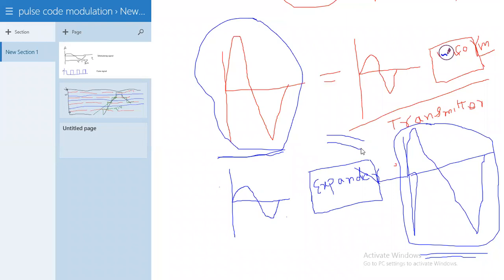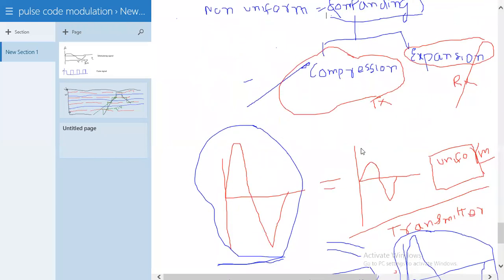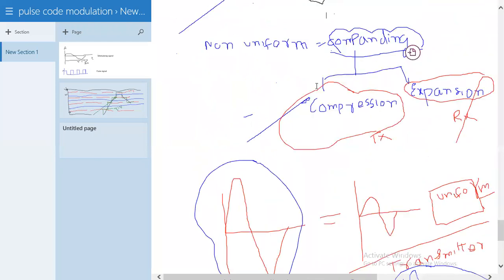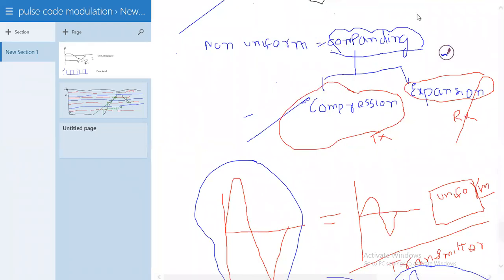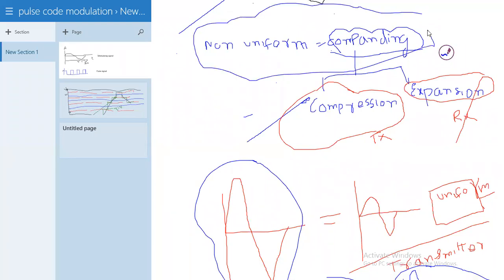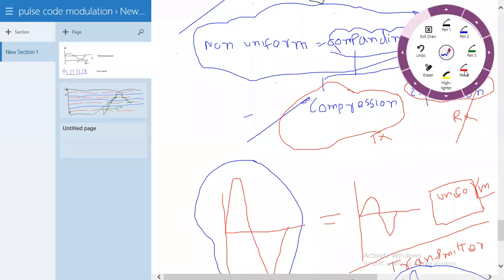So this is a non-uniform quantization and compounding. This is very, very important. This is also used for defense purposes. In voice signal transmission, this compounding process is used compulsorily. Nowadays also the compounding process takes place in military purposes.